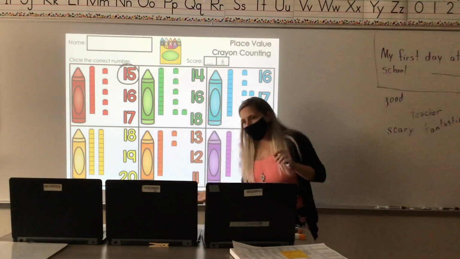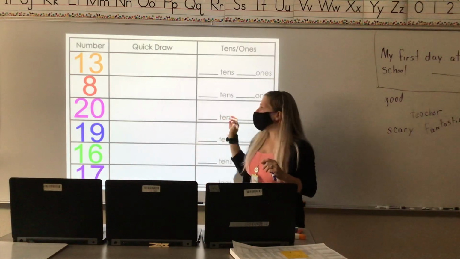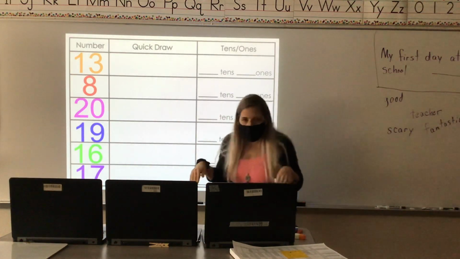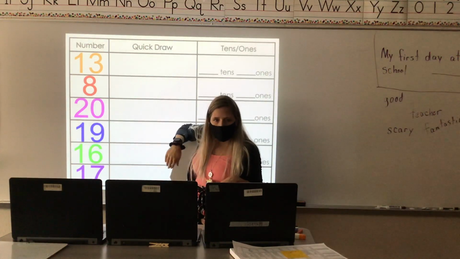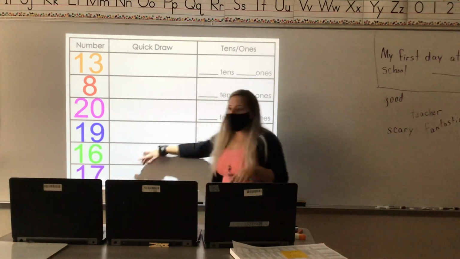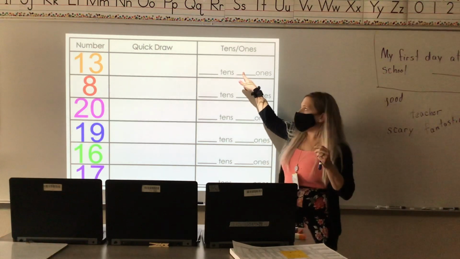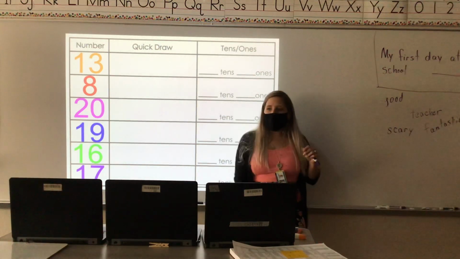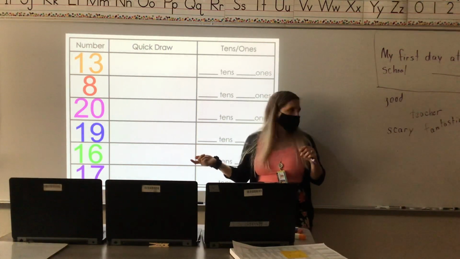So the next thing you're gonna do is in your journal, and it's gonna look like this. I'll show you an example in a second. You're gonna draw your tens and ones just like what we were just doing in your journal for the numbers listed on this paper. You're gonna tell me how many tens and how many ones each number has. So the next slide shows you what it looks like when it's in your journal.